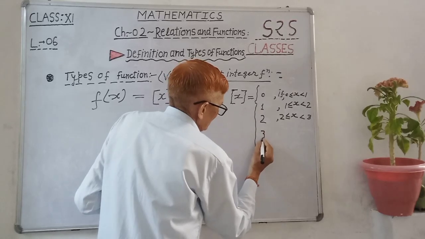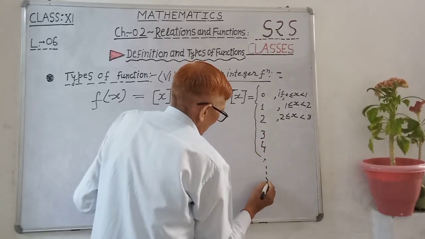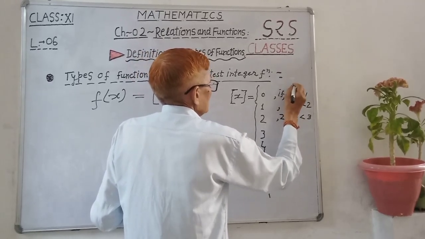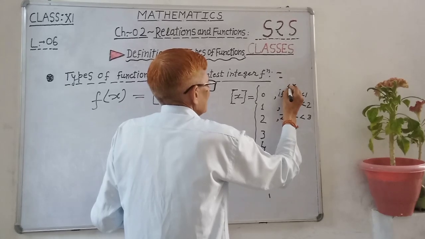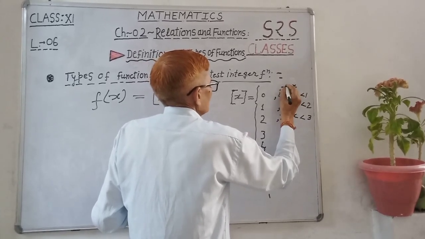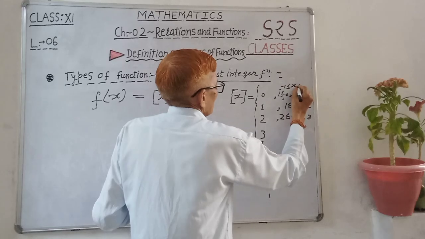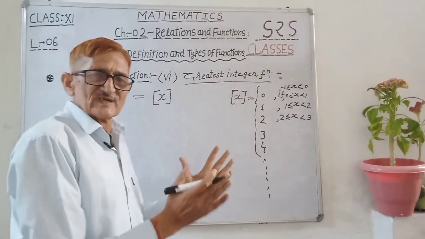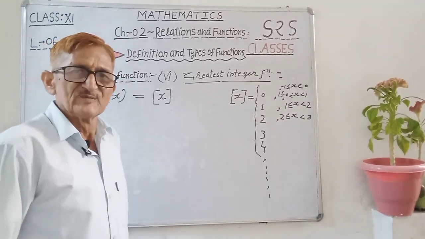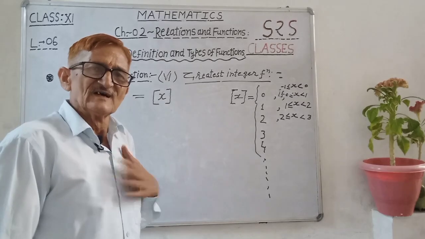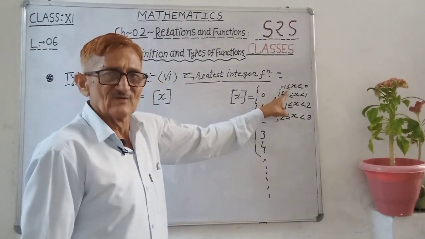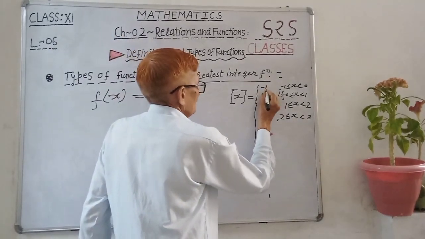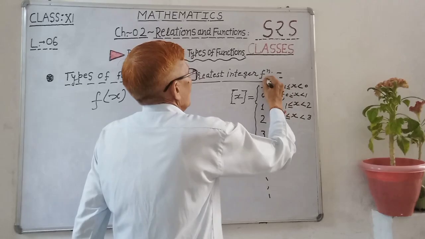Similarly 3, 4, and on the other side -1. If x is greater than or equal to -1 and less than 0, that is, between 0 and -1, there are many real numbers between, and -1 is also included, -1 equal and less than 0, then the output is -1. Similarly, this definition will go up.